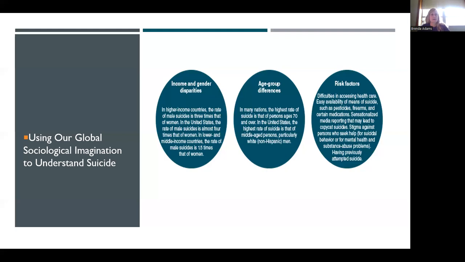The risk factors are difficulties in accessing healthcare, easy availability of suicide means such as certain medications, firearms, and pesticides, and sensationalized media, which I think goes into a lot of factors in that younger age group that we see. Sometimes it's glorified. There is also the stigma against persons who seek help for suicidal thoughts or mental health and substance abuse problems.